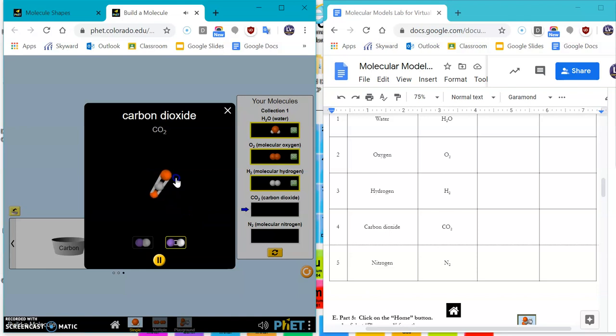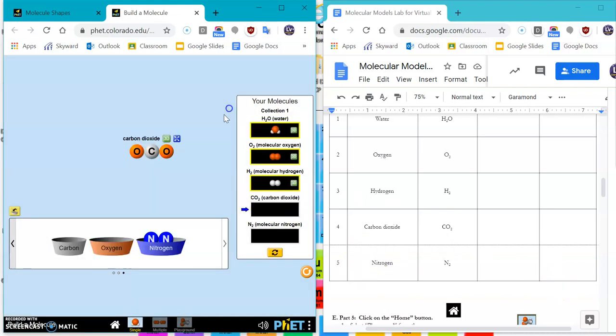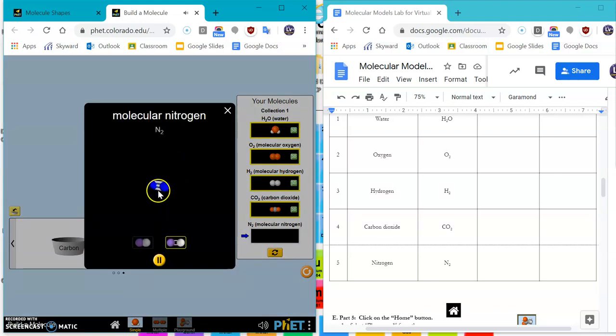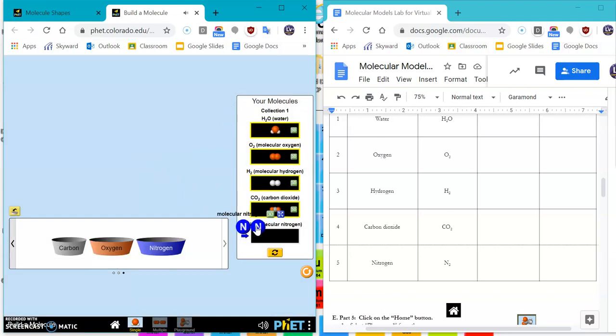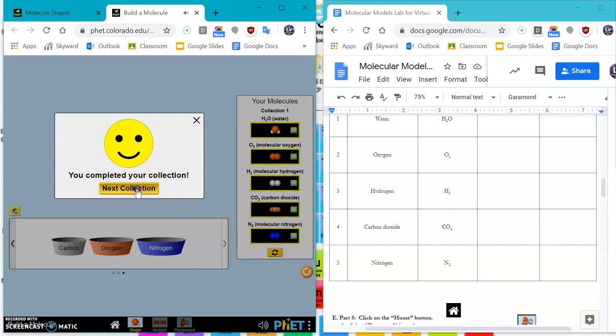And then you need to see the space filling model like so, and see the two double bonds. In the space filling, you can see how they're just connected, but in the structural model, you see the two double bonds. And then put that together and build your nitrogen. So there's your nitrogen. It says molecular nitrogen. Look at your 3D model. Whoa, triple bonds. Cool. And pluck that in right there.